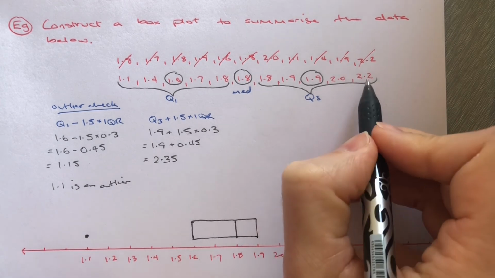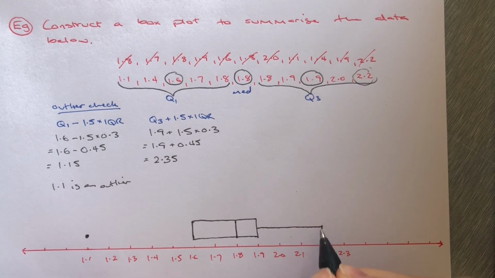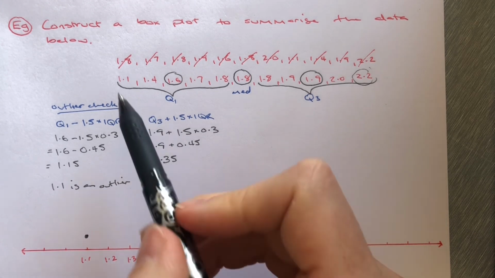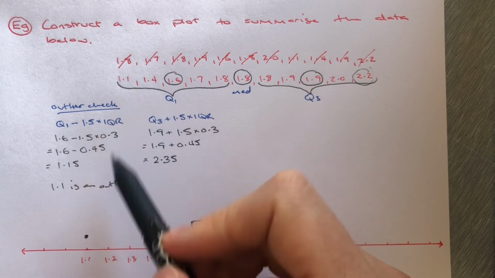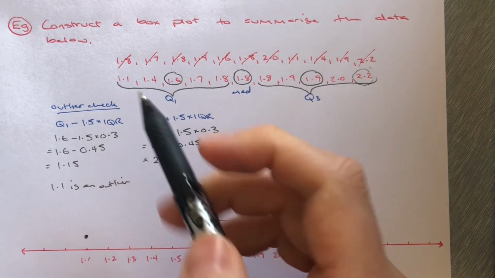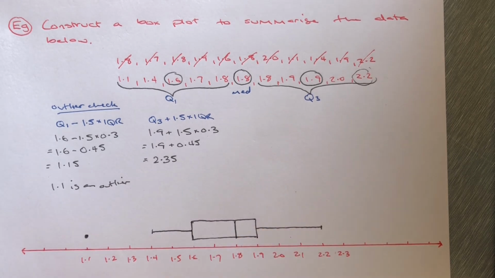Now the highest number that we go to is actually 2.2. So a little line here to help me out. Go all the way to 2.2. The lowest was 1.1, which is actually an outlier. So we're not going to go all the way down there. We've got a dot there. We're going to go only to 1.4. There we go. So this box plot here is representing the same five-figure summary that we worked out just here. So hopefully that helps you do it yourself for a few other questions.